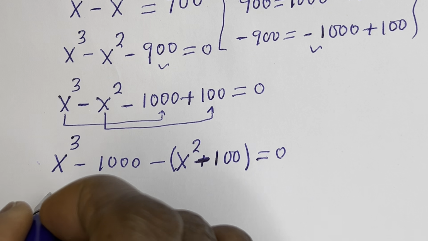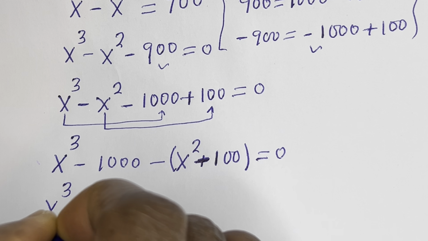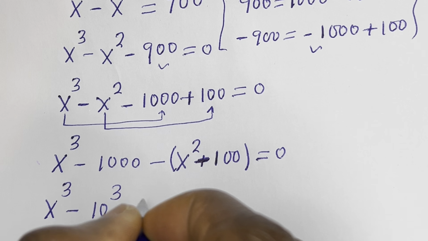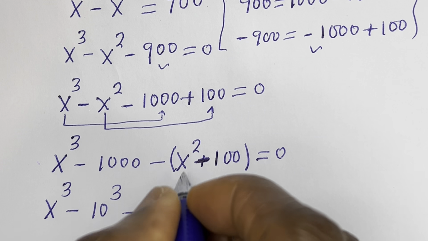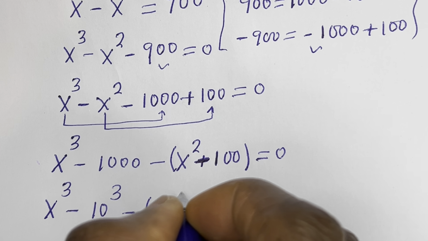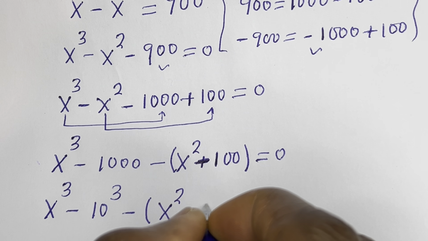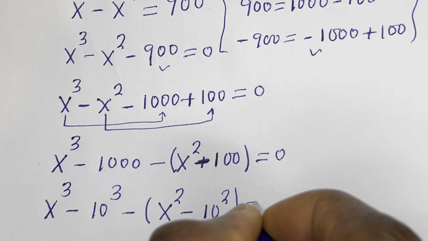Then this is s to the power of 3 minus 1000 can be written as 10 to the power of 3 minus bracket, this is s squared minus 100 is 10 squared, is equal to 0.